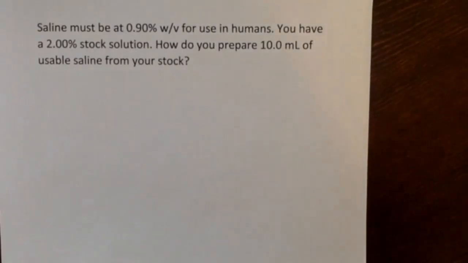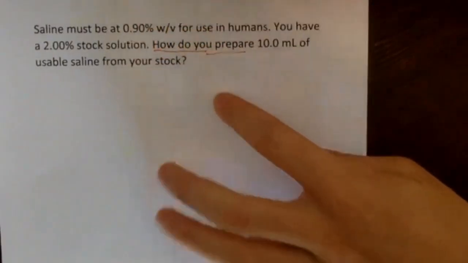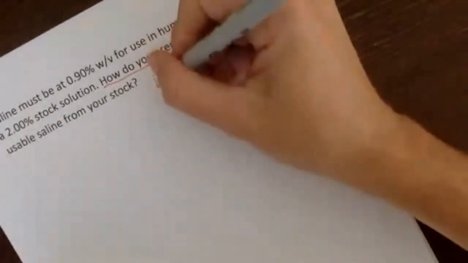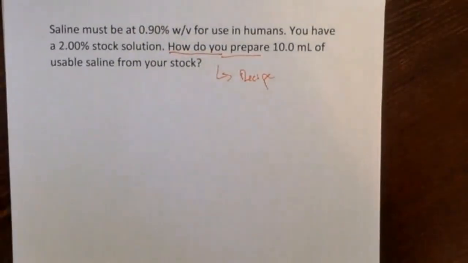Saline must be at 0.90% weight by volume for use in humans. You have a 2.00% stock solution. How do you prepare 10.0 milliliters of usable saline from your stock? This is a pretty common situation in the lab where we are asked, how do you prepare a solution? What we want from this, our answer, should be a recipe. It should be a set of instructions, a protocol for how to do that preparation, how to make that solution.